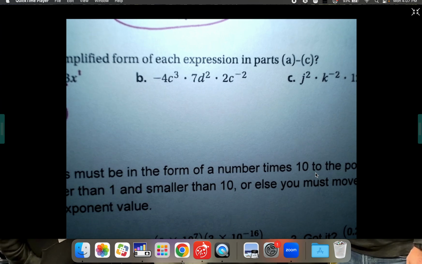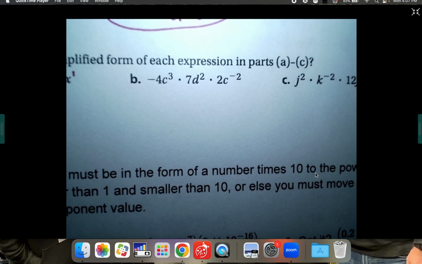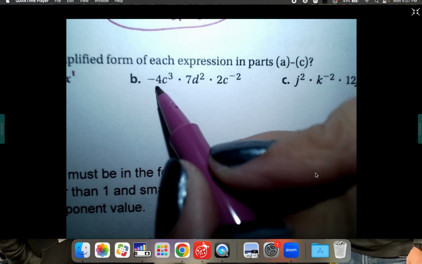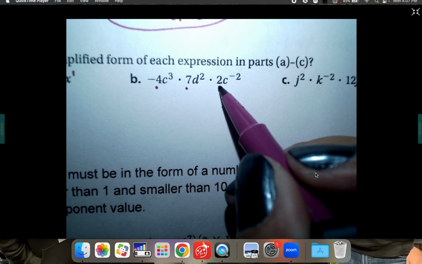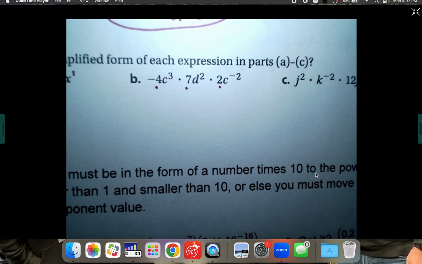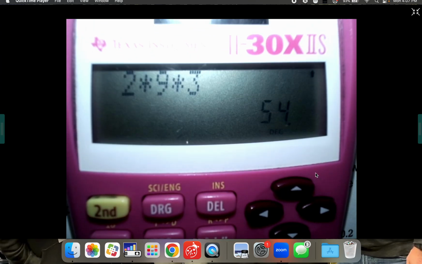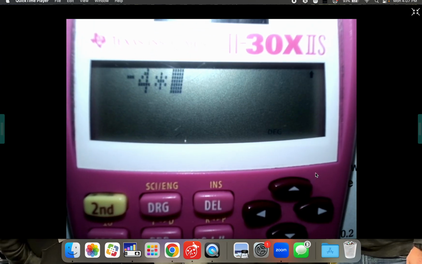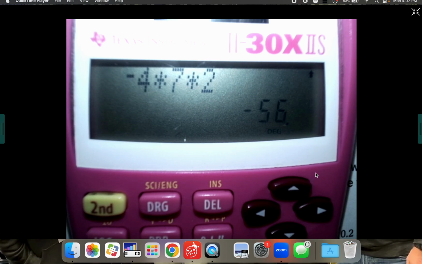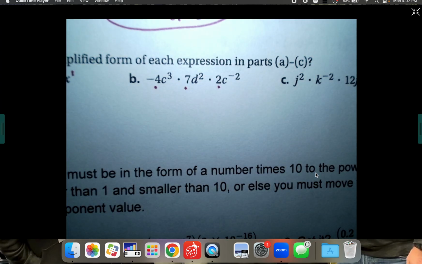All right, on B, don't look at the variables yet. Only look at the coefficients. We're starting with negative 4 times 7 times 2. Negative 4 times 7 times 2. I'm going to use my calculator. Negative 4 times 7 times 2 is negative 56.